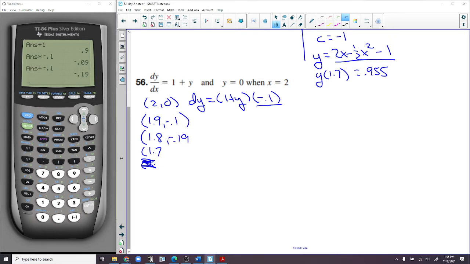Let me know if you got something different, if I'm hitting wrong buttons here. That's the y, plus 1, times negative 0.1. There's the change. And I'm going to add on to negative 0.19. So this is what I'm getting. Negative 0.271. Now we cannot solve this one, so that's the best we can do.